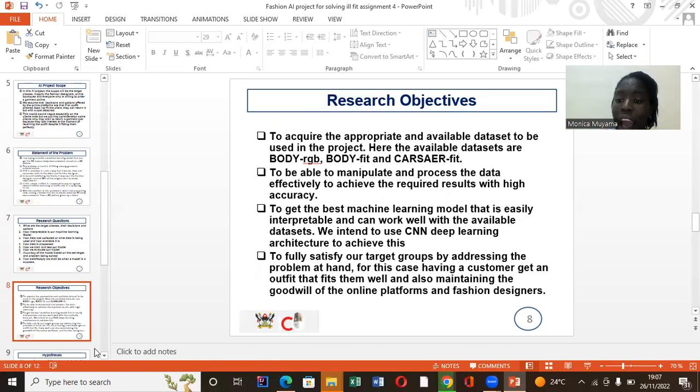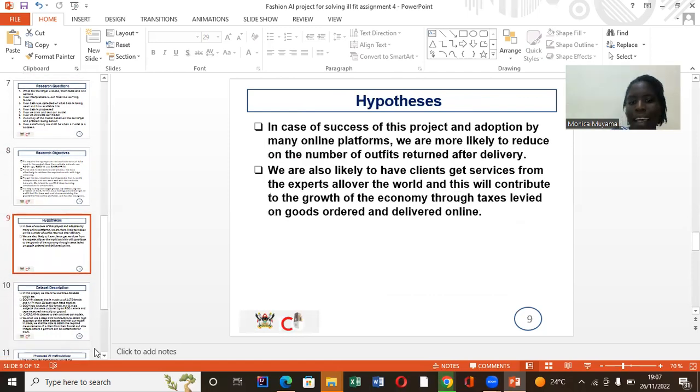For this case, having a customer get an outfit that fits them well and also maintaining the goodwill of the online platforms and fashion designers. The hypothesis, what are the likelihoods? What will happen if our project comes to be a success?